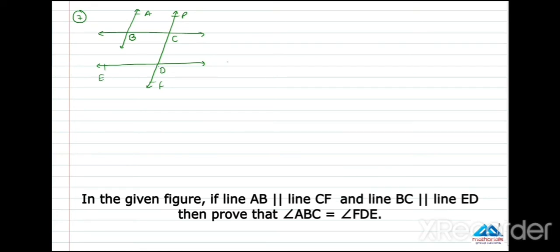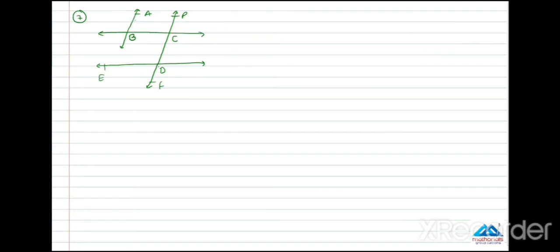So student, observe the figure carefully. We want to prove ABC, this angle, is equals to angle FDE, this angle. So in between ABC and FDE no relation is there. दोनों एंगल में कोई भी रिलेशन नहीं है. So we will use the other supporting angles and prove that ABC is equals to FDE.